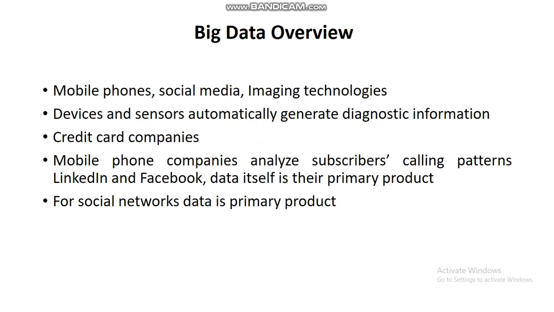Credit card companies, then mobile phone companies: the calls we make, using free calling services, the number of calls and how that data is getting saved. Most importantly, the social networks and social media, where data is its own primary product. We can take an example like LinkedIn or Facebook, where the data itself is their primary product, so it is getting generated through the data we are handling. For example, WhatsApp as well. What are we using WhatsApp for? Data exchange. So this is the overview.